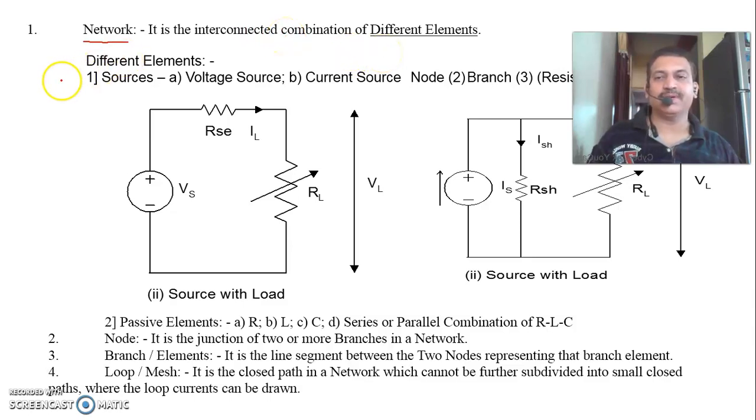Now what are different elements? Classified into two: sources and passive elements. Sources are classified as voltage source and current source. Left hand side figure shows a voltage source, right hand side figure shows a current source. Voltage source always has an internal resistance RSC, current source always has internal resistance RSH.